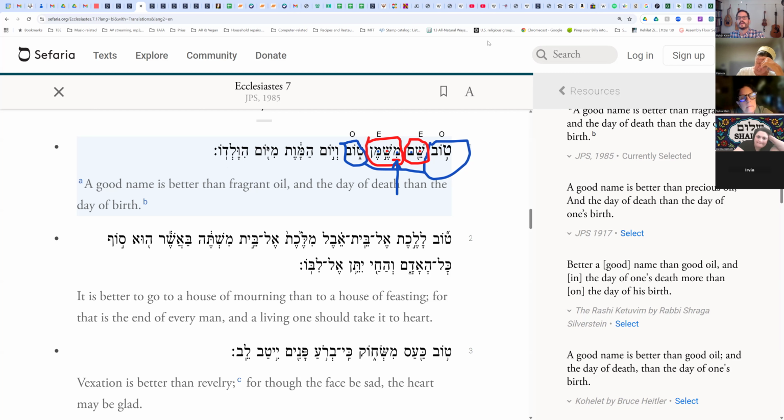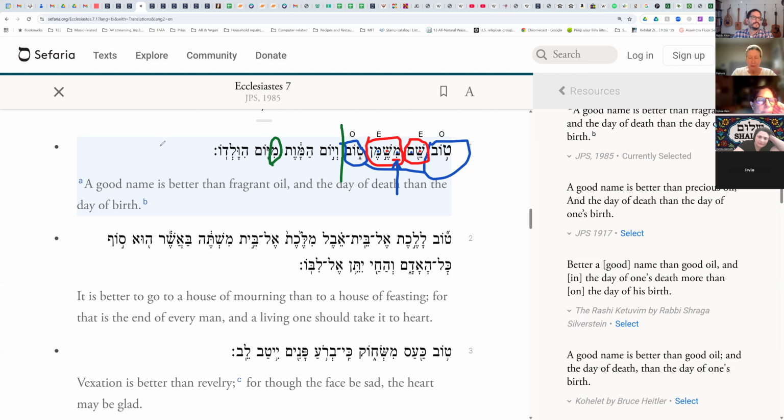Better again, and maybe I should do one more coloring. Let's see. How about green? Better is a name than fine oil, and another comparison is being made. So it's better is the day of one's death than the day of one's birth.